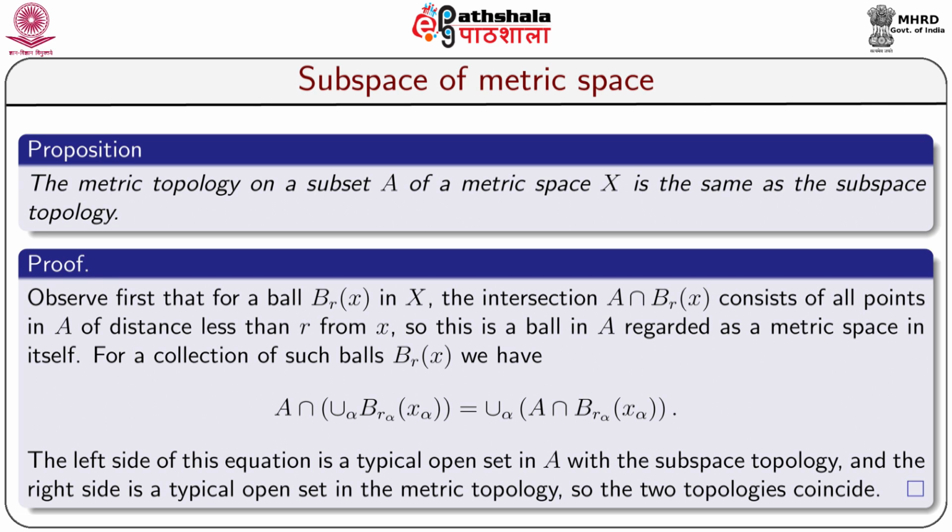For a collection of such balls B_r(x), we have A intersection union of B_{r_alpha}(x_alpha) is equal to union of A intersection B_{r_alpha}(x_alpha). The left side of this equation is a typical open set in A with the subspace topology, and the right side is a typical open set in the metric topology. So, these two topologies are equivalent, these two topologies coincide.